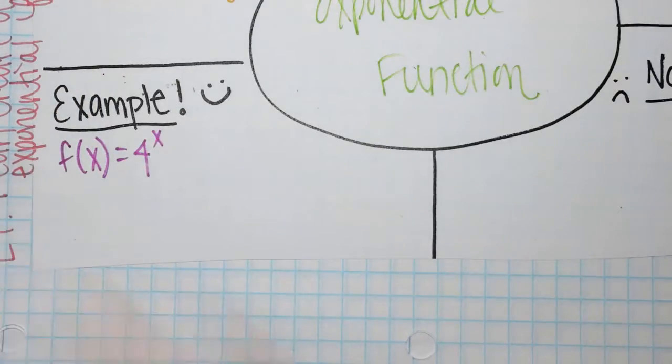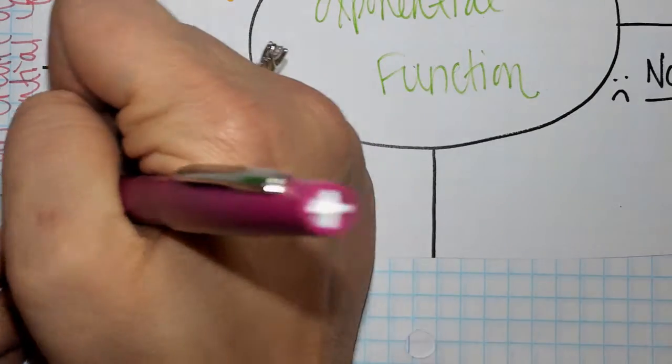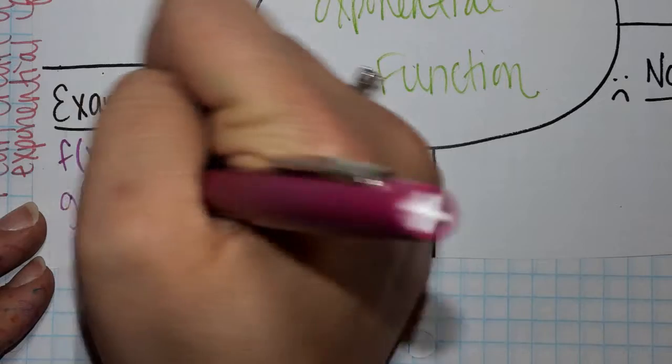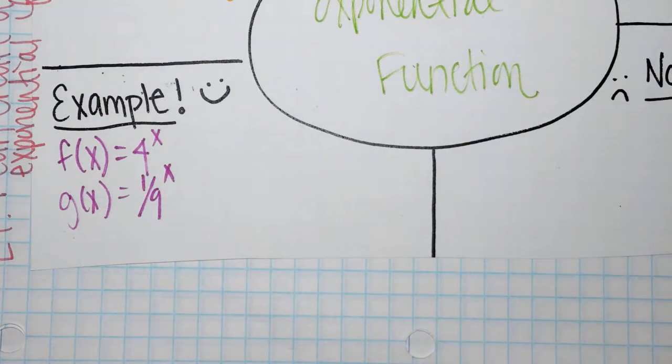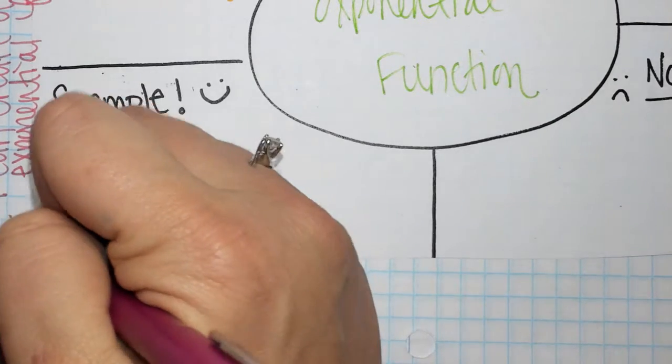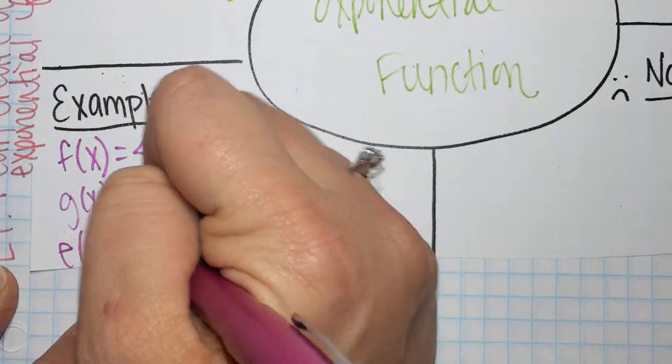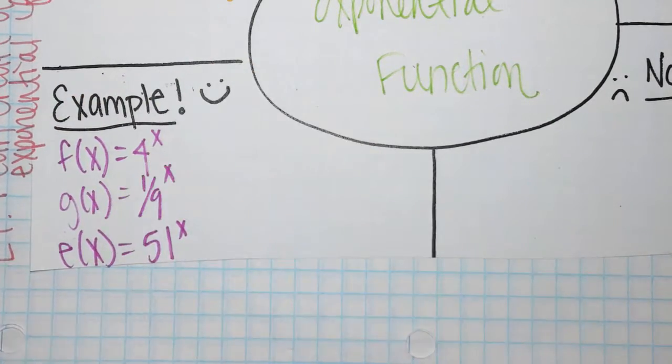Alright, so this is an example. Is that a growth or a decay? The growth. Alright. What about this one? A decay. Alright, what about this one? Growth. Okay, hold on. I gotta write down that.